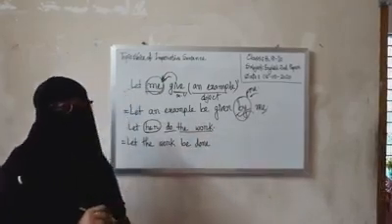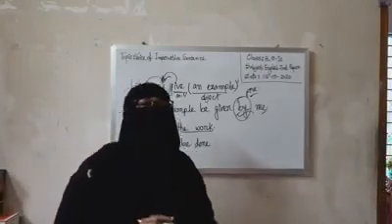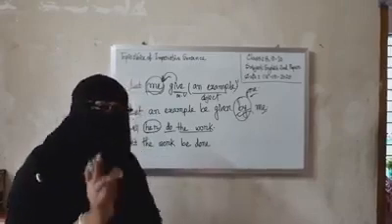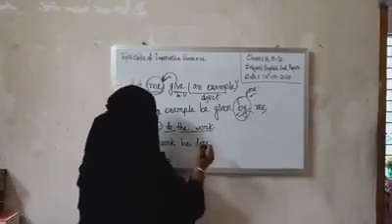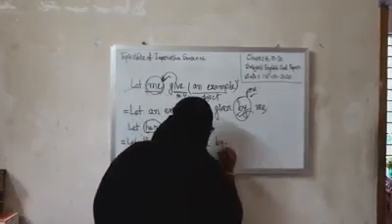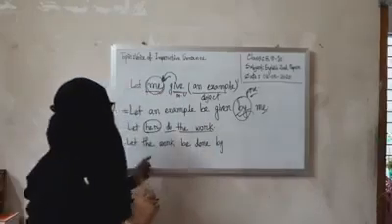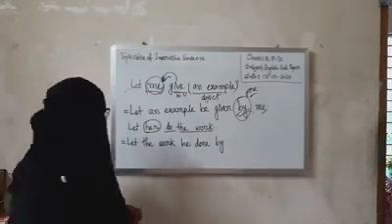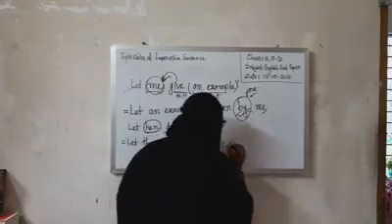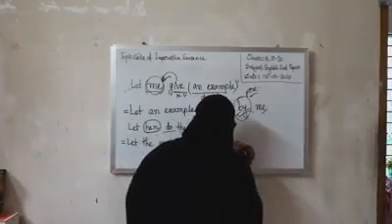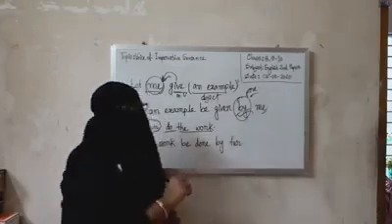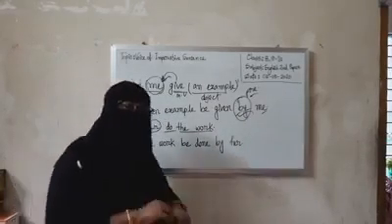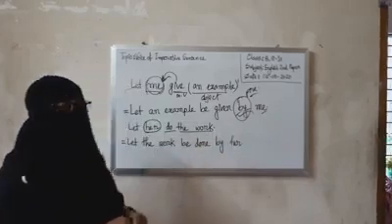What should we do? What should we use here as a preposition? As a preposition, we have to use by, and then the personal object. Let the word be done by her. Let the work be done by her. You understand? Please notice the sentence.